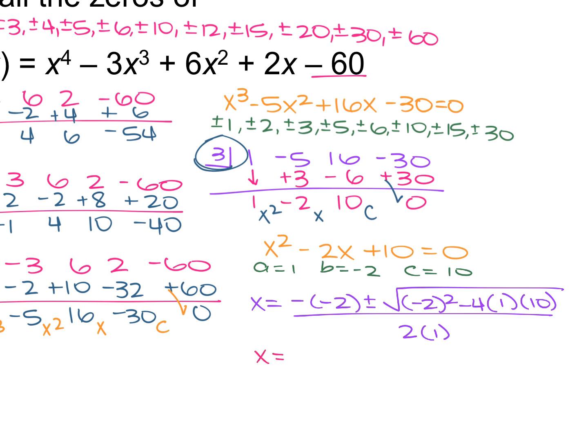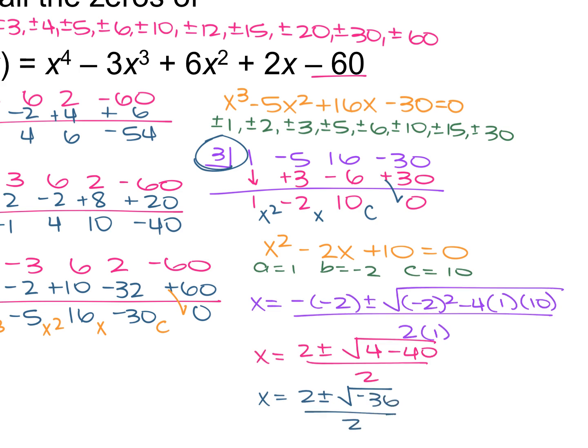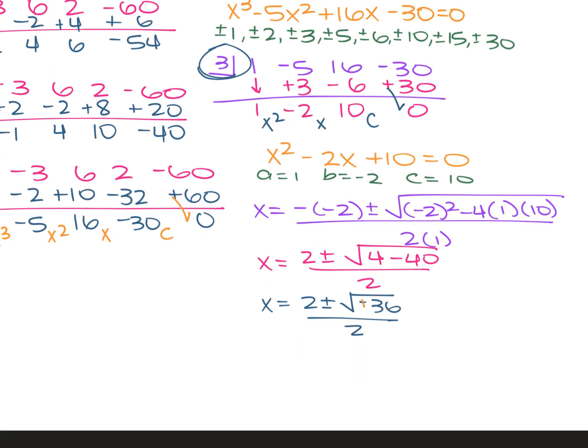So that's going to give us x is equal to 2 plus or minus the square root of 4 minus 40 all over 2. The 4 minus 40 is negative 36, so that's 2 plus or minus the square root of negative 36 all over 2. The negative comes out, represent it with i. The square root of 36 is 6, so x is equal to 2 plus or minus 6i all over 2. The 2 in the denominator can be divided out, so this gives you 1 plus or minus 6i. So these are solutions also.